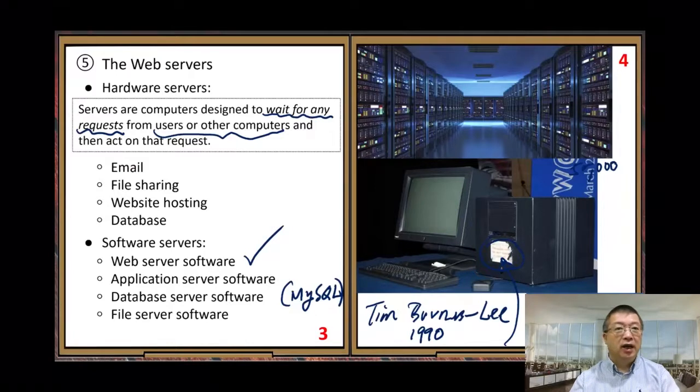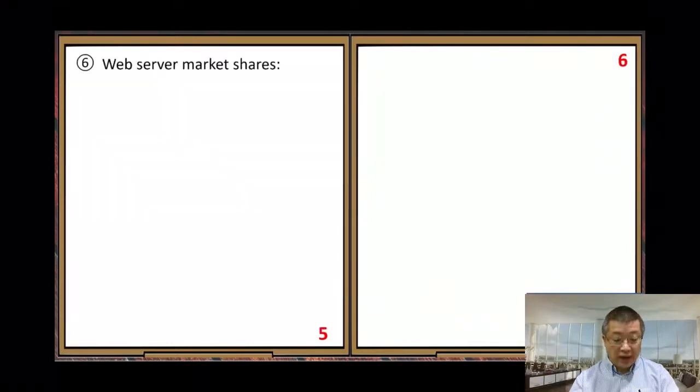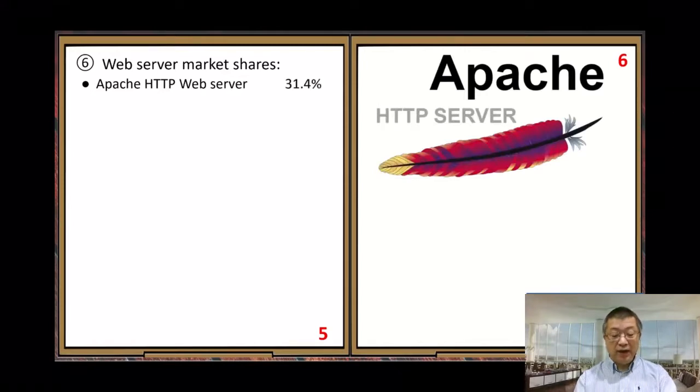Next, let us take a look at the web server market share. Here, I need to update from last year. The first one, Apache HTTP web server. Its market share is 31%. This is its logo. It's free, powerful, and very popular, but its market share is going down a little from last year, when it was 37%.